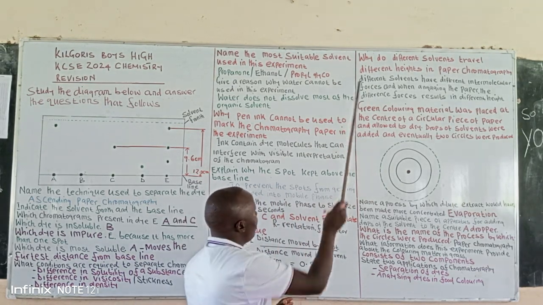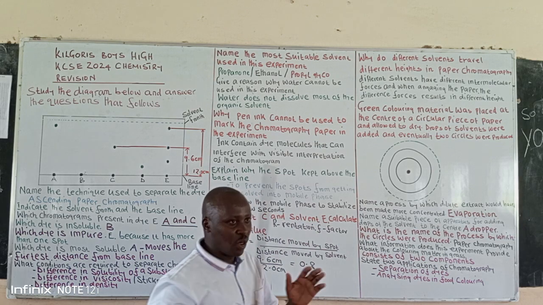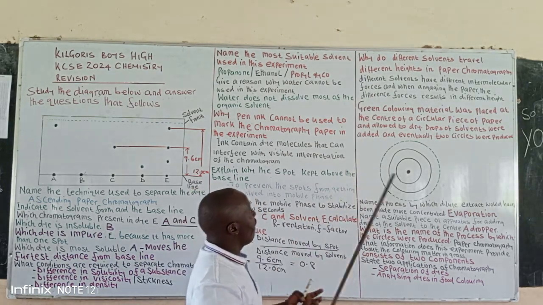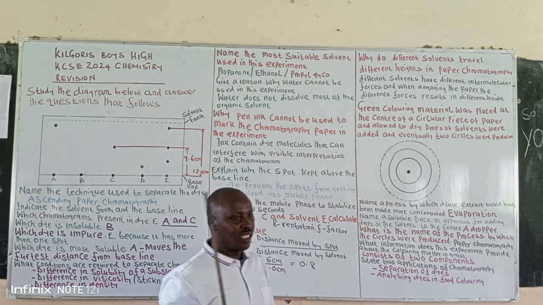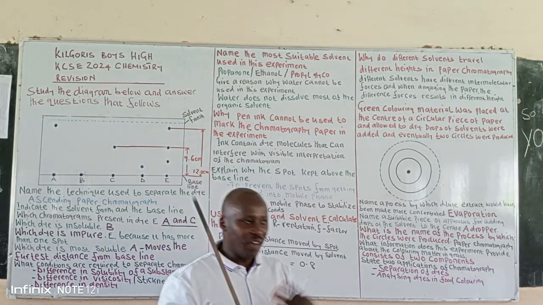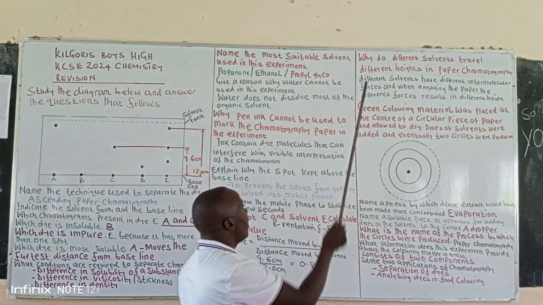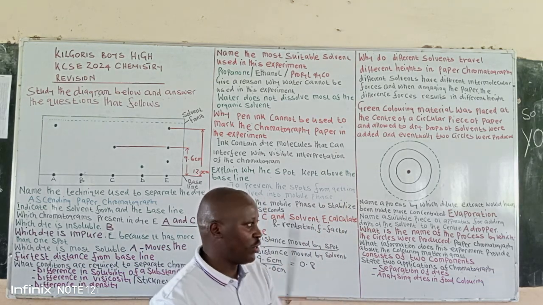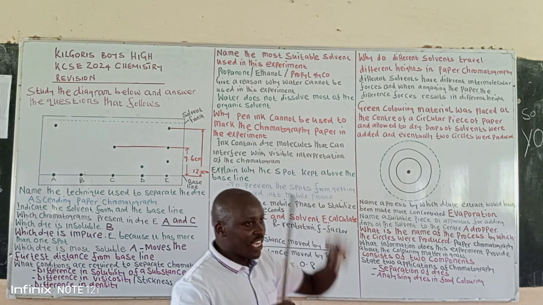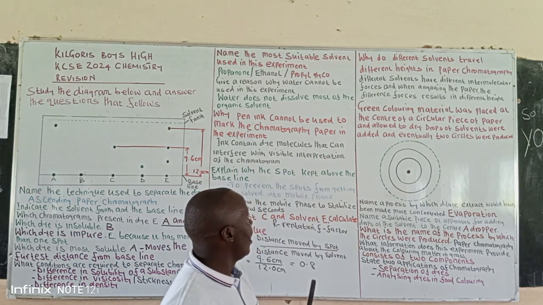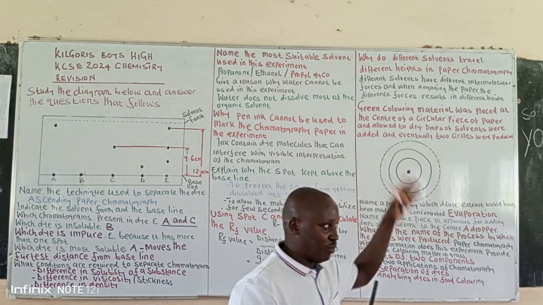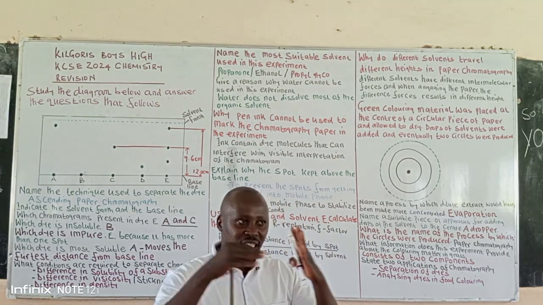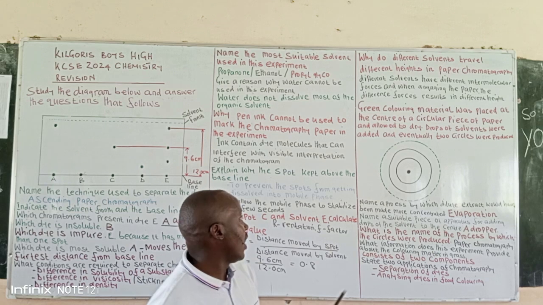Why do different solvents travel different heights in a chromatography paper? A very good question. Different solvents have different intermolecular forces, and in paper chromatography, the different forces result in different heights, as simple as that.